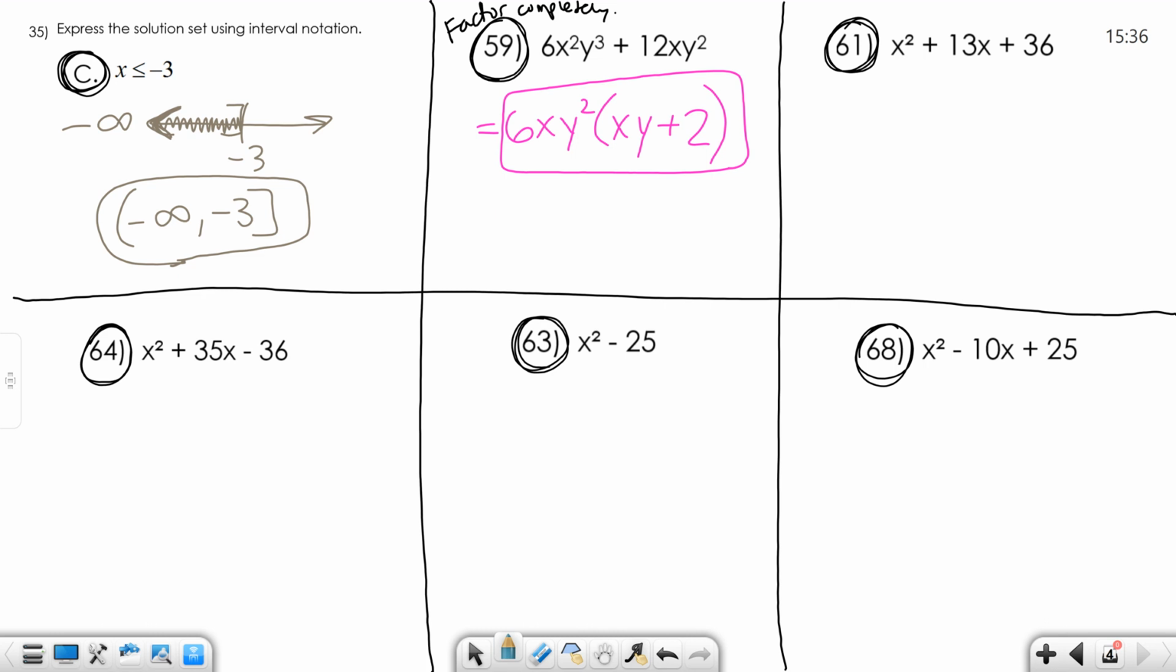61, x squared plus 13x plus 36. One of the ways I have seen math teachers try to make sure you don't just multiply stuff out and FOIL in the answer is they'll give you answer choices: x plus 4, x plus 6, x plus 9, and x minus 9, x minus 6. Here are your answer choices. Tell me which one of those is a factor. Instead of factoring the whole thing, you could sit there and multiply all the answers out and see which one gets it.